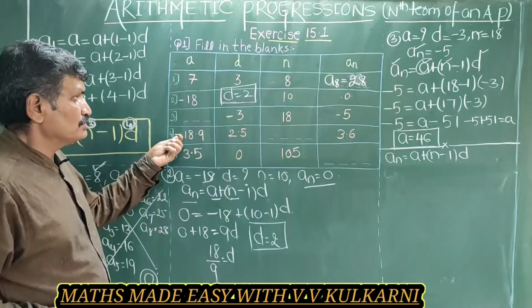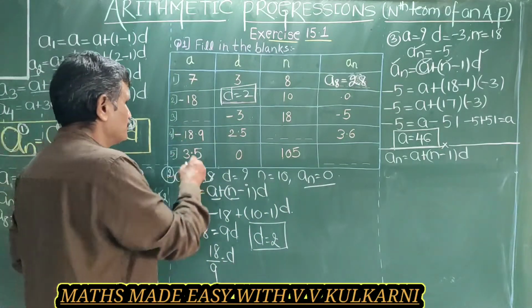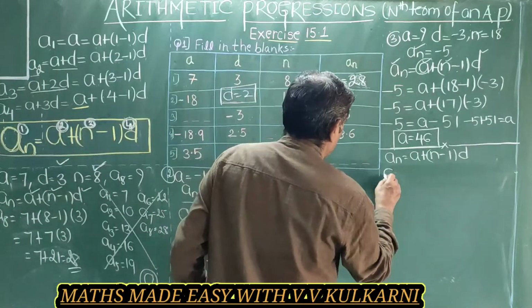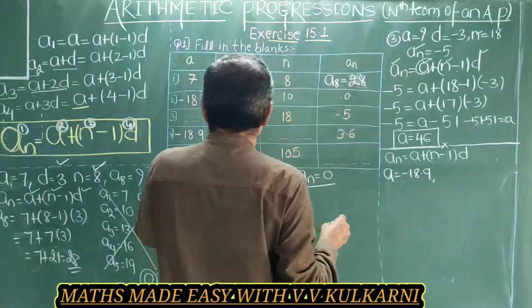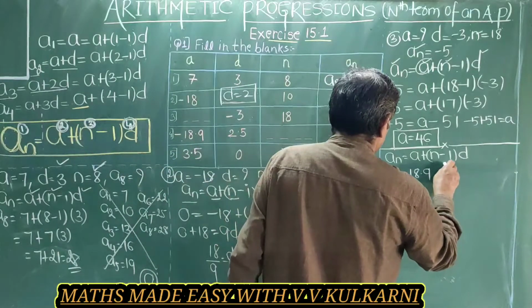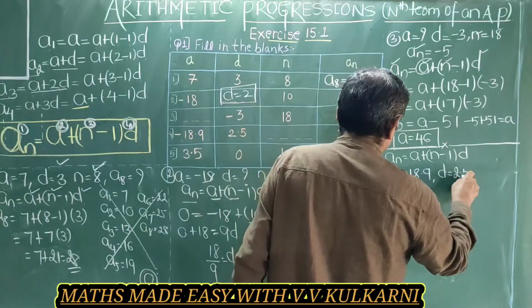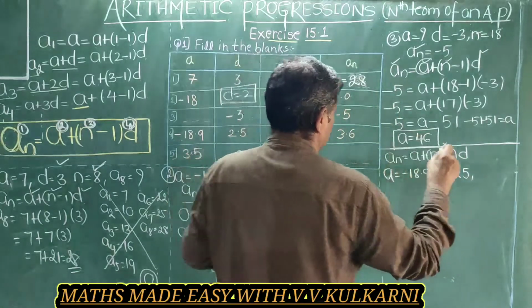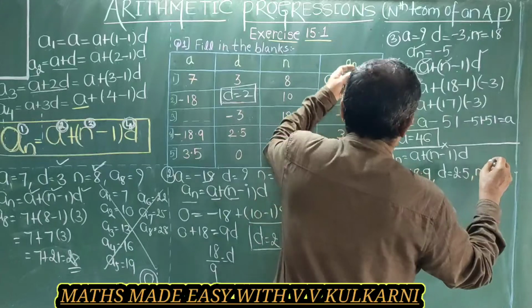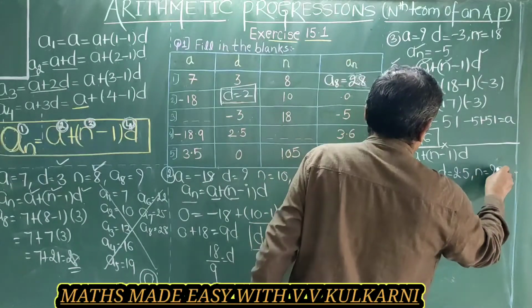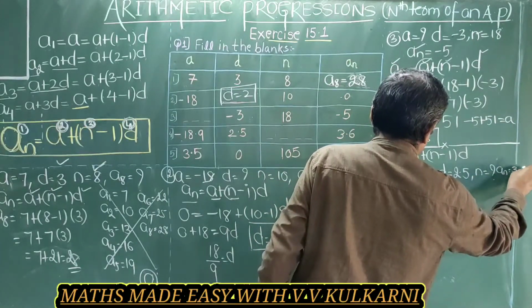The 4th problem says the first term is minus 18.9, sir. Common difference is 2.5, sir. Tell us the number of terms, and an is 3.6. How to solve it?